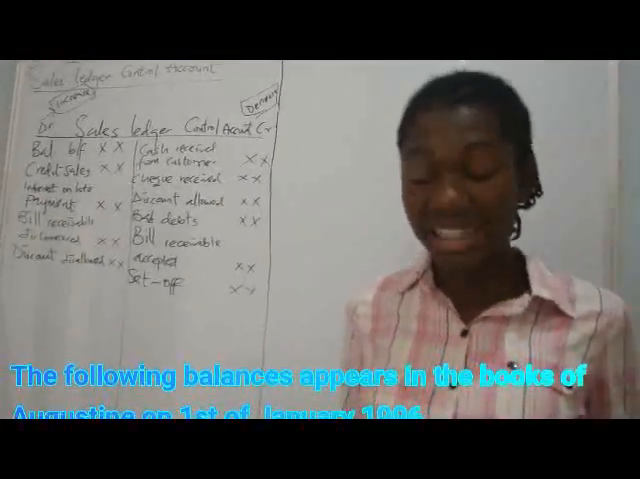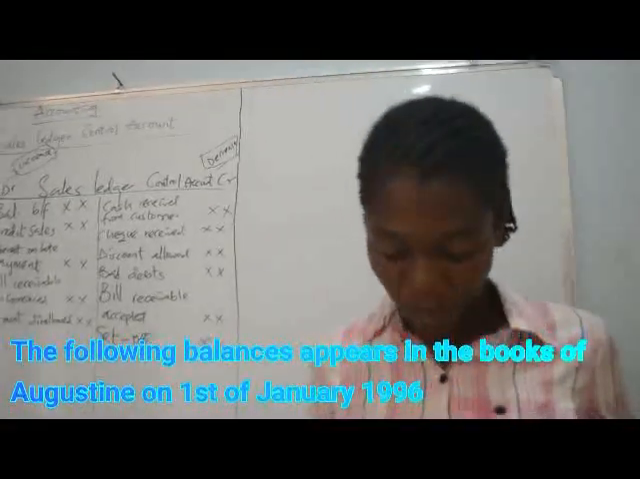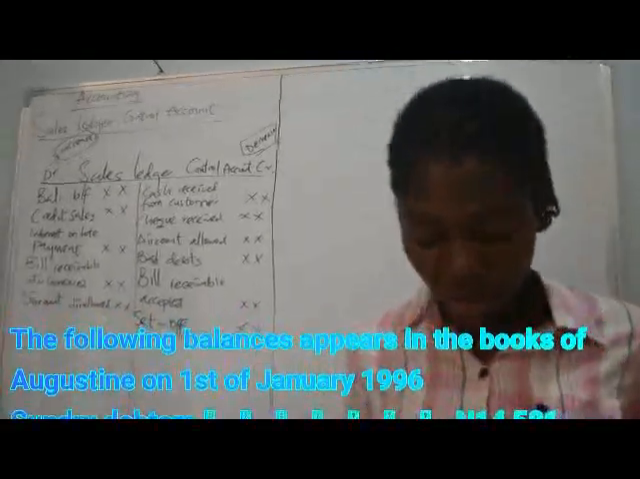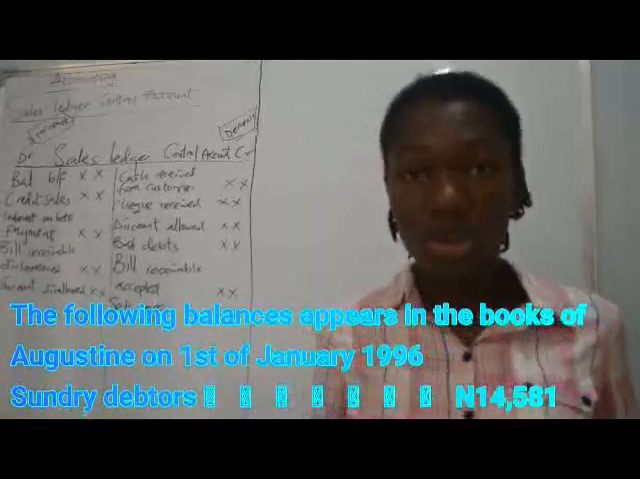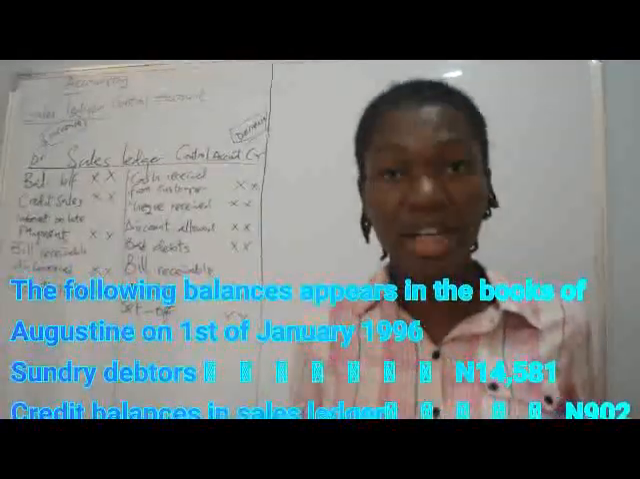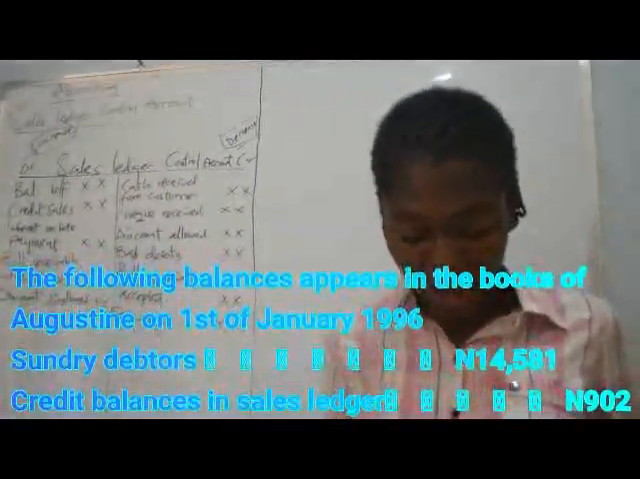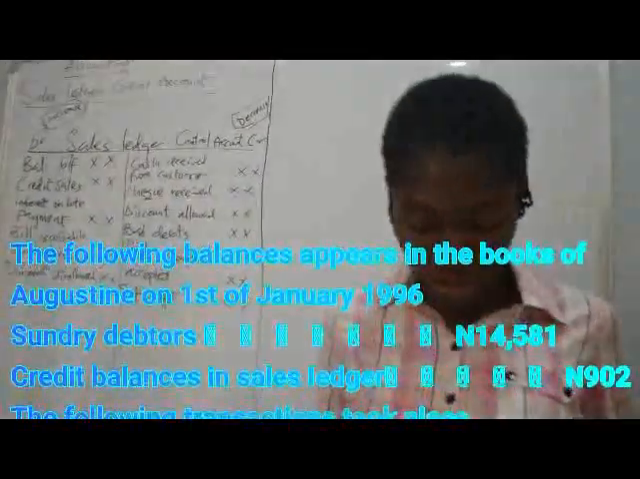We have credit balance in sales ledger, 902. We have the following transactions that took place during the month. We have bad debt written off, 627 naira. We have discount allowed, 1,593 naira. We have sales returns and allowances, 814 naira.